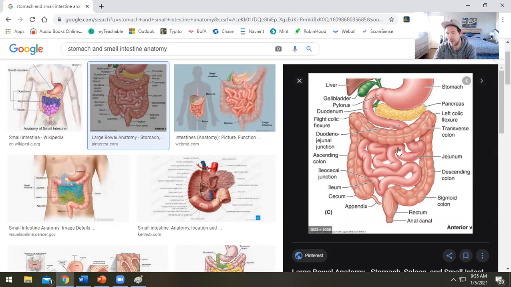Then it kind of loops back around and goes through this middle section. This is your jejunum, which is where most of the absorption actually takes place. Most of the absorption of nutrients is taking place in all of this stuff right in here. And then at the very end, it becomes what's called your ileum, and it attaches to your large intestine.